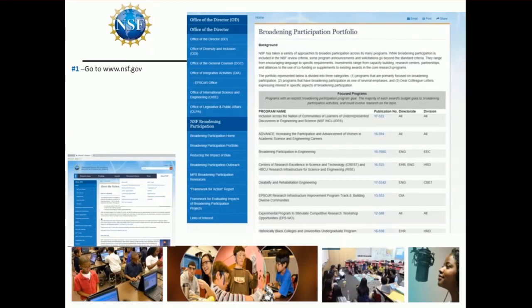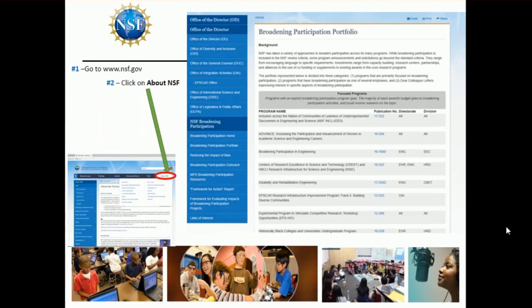Now, how do you actually see the broadening participation portfolio? In order to see that portfolio, you'll need to go to our NSF.gov homepage. When you go to the NSF.gov homepage, you can click on the menu bar at the top right corner. You'll see that there's a link that says About NSF.